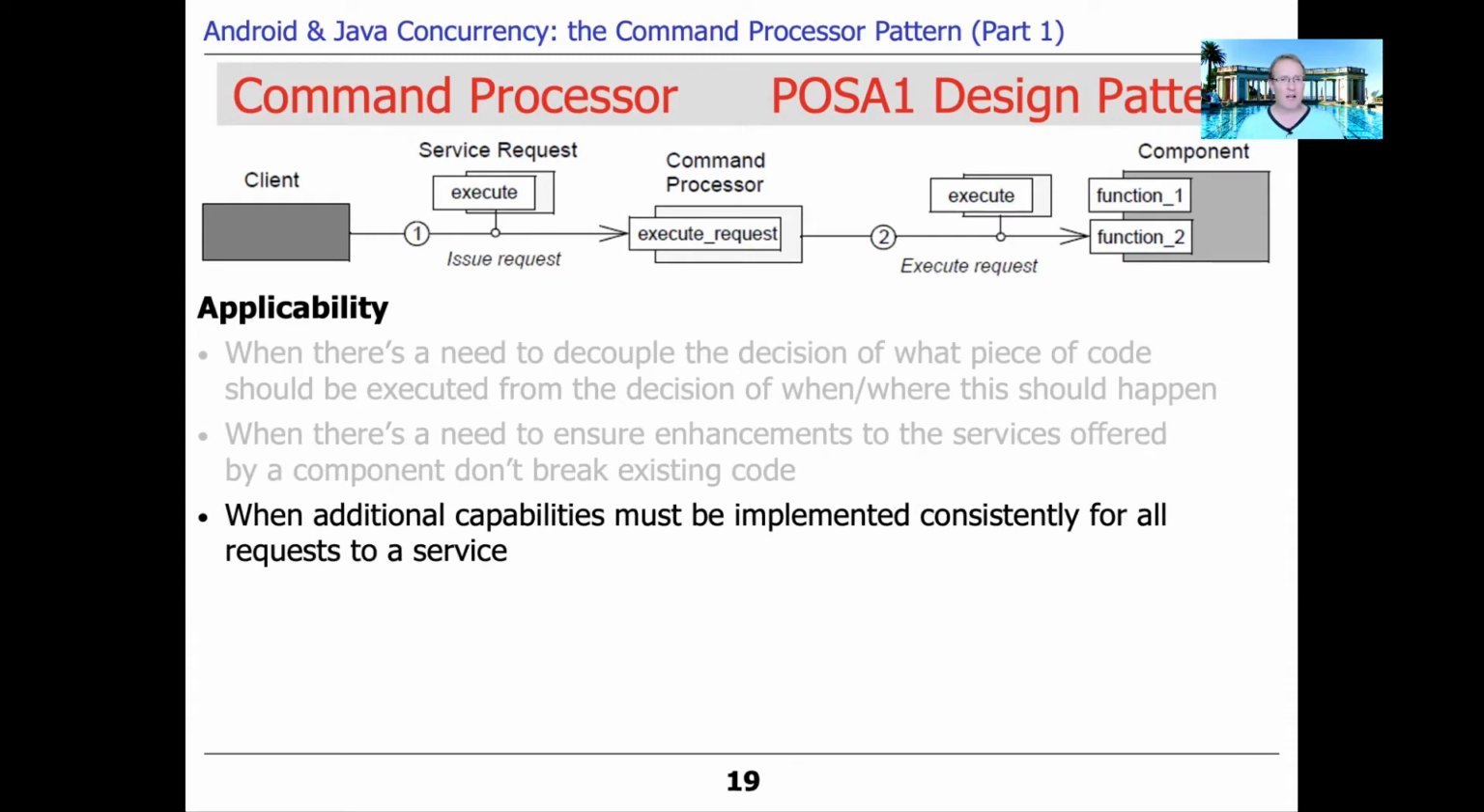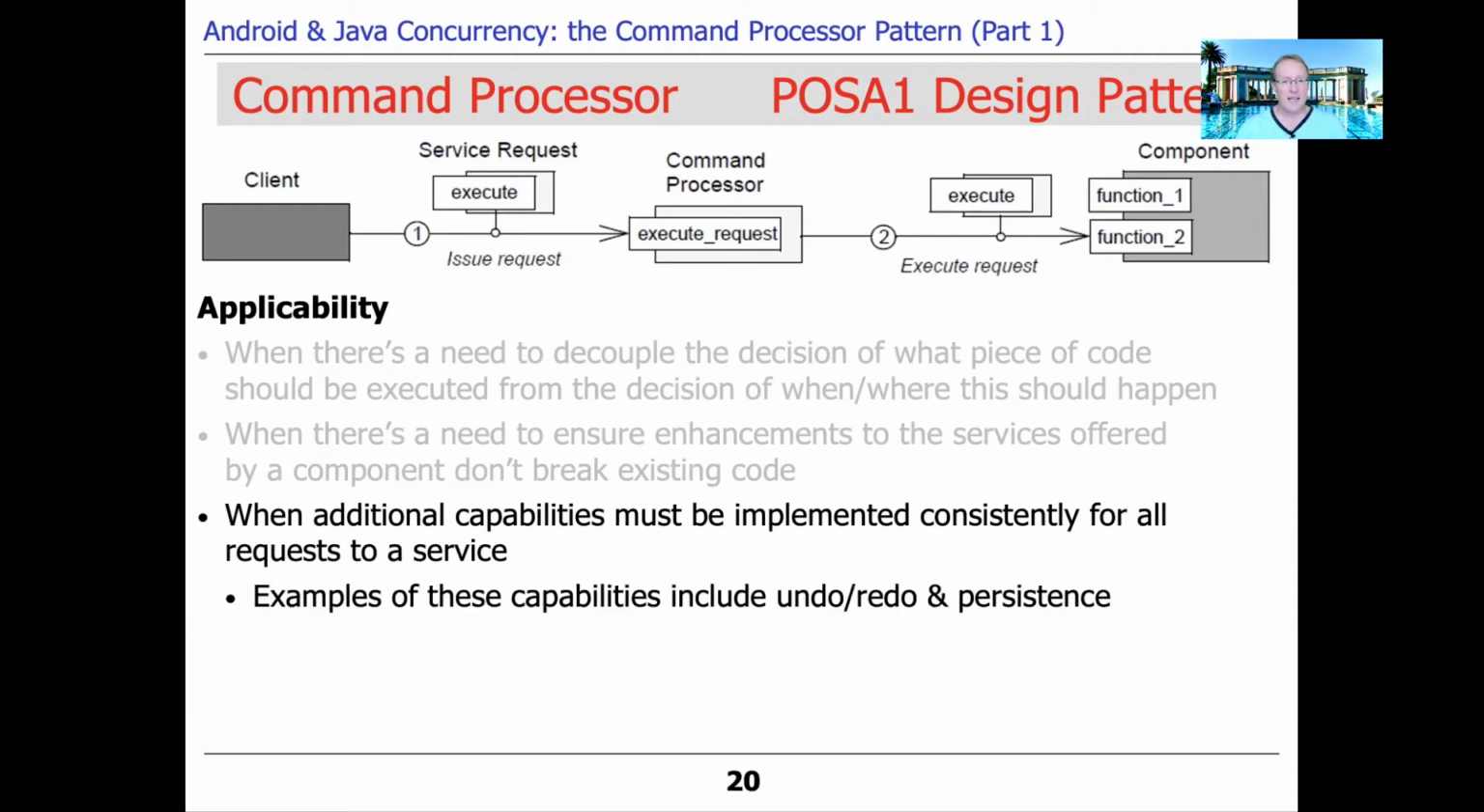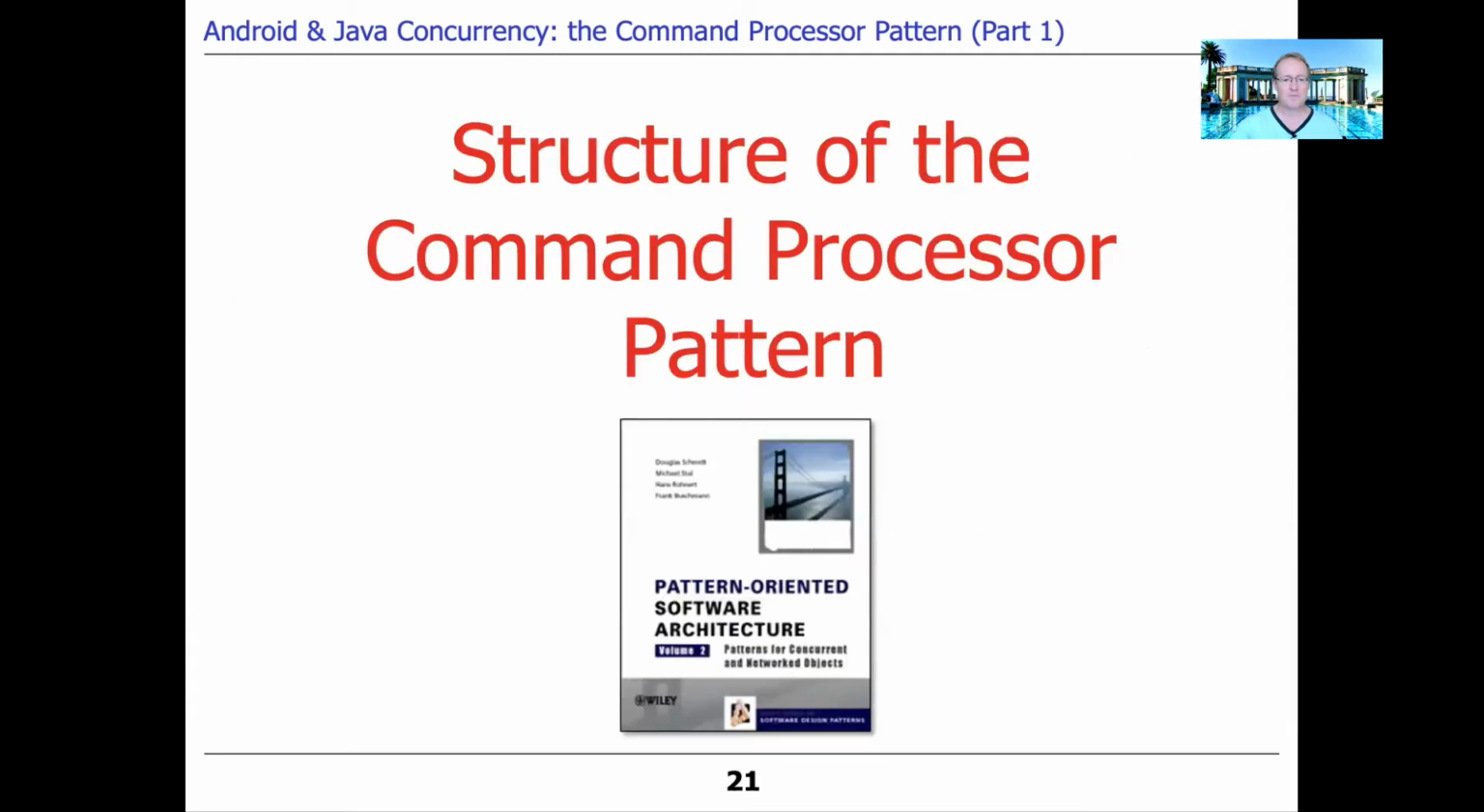Another motivation for applying this pattern is when additional capabilities should be implemented consistently for all requests to a service. So we want to be able to have a single point where we plug in these new capabilities. Examples of these kinds of capabilities would include things like undo and redo operations, as well as the need for persistence. The Gang of Four command pattern, of course, talks quite a bit about the ability to do undo and redo operations of commands.